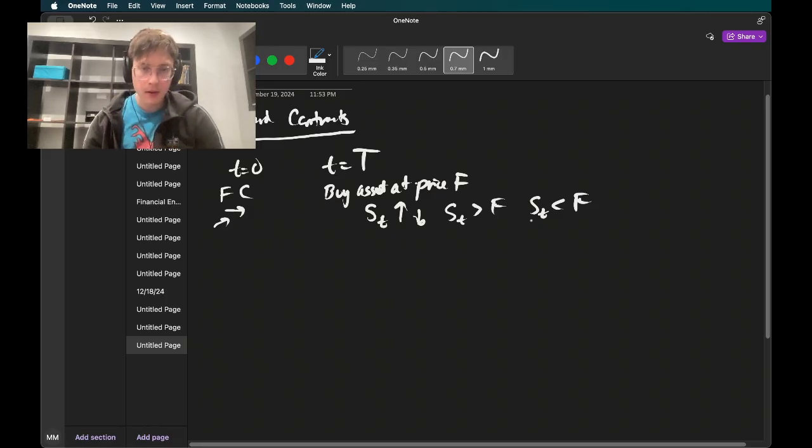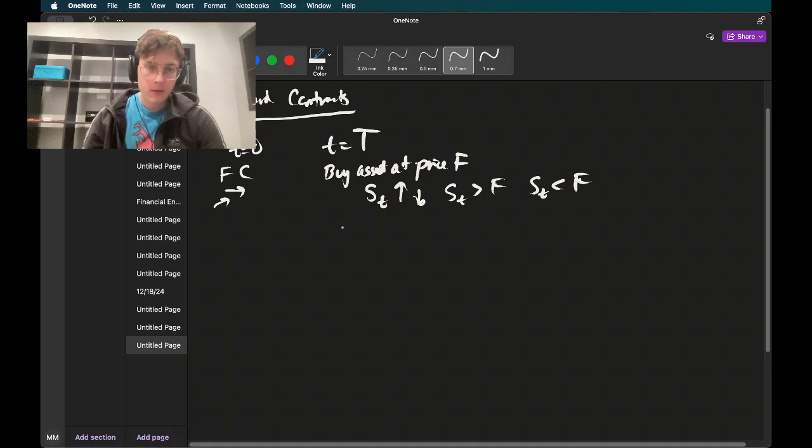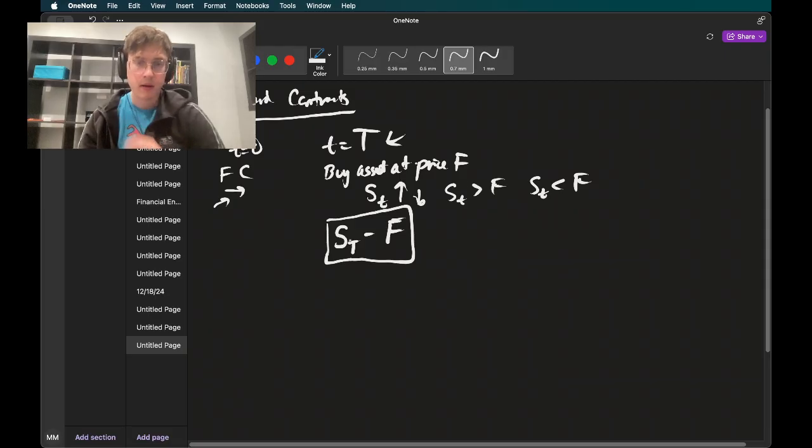So the value of this contract at time t equals big T is equal to S_T minus F, right? Because the moment you come to this time spot at t equals T, you immediately buy the asset at price F, and then you can immediately sell it on the market for S_T, gaining a profit or a loss of S_T minus F, depending on if S_T is bigger than F or less than F.